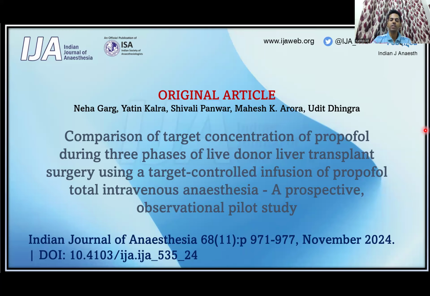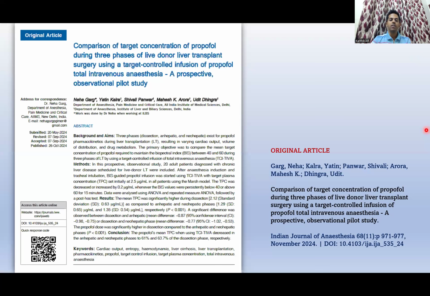Today I'm going to present an original article from the November issue of the Indian Journal of Anaesthesia. The title of the article is Comparison of Target Concentration of Propofol during 3 phases of live donor liver transplant surgery using a target controlled infusion of propofol total intravenous anesthesia, a prospective observational pilot study. This study was conducted at the Institute of Liver and Biliary Sciences, New Delhi, India.